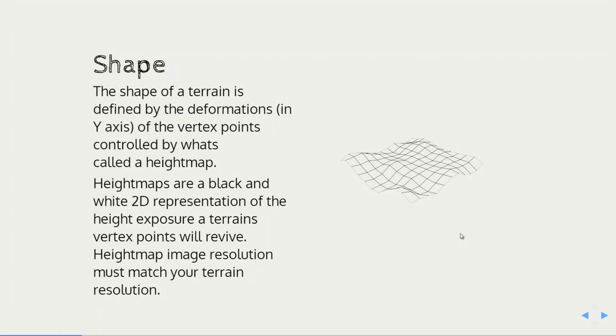Shape. The shape of a terrain is defined by the deformations in the y-axis of the vertex points controlled by what's called a height map. Height maps are black and white 2D representations of the height exposure a terrain's vertex points will receive. Height map image resolution must match your terrain resolution.